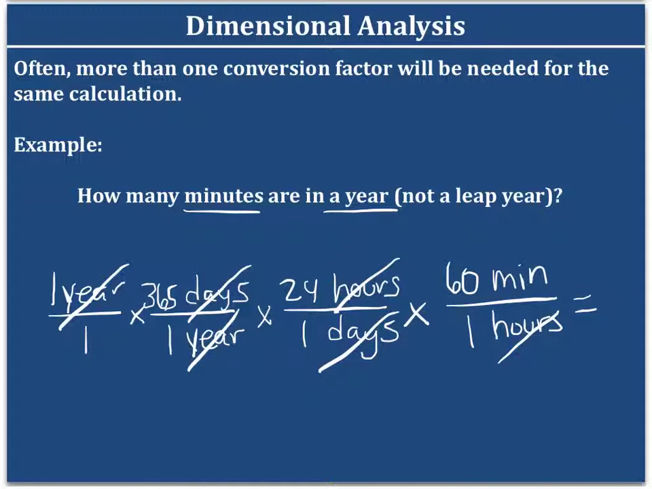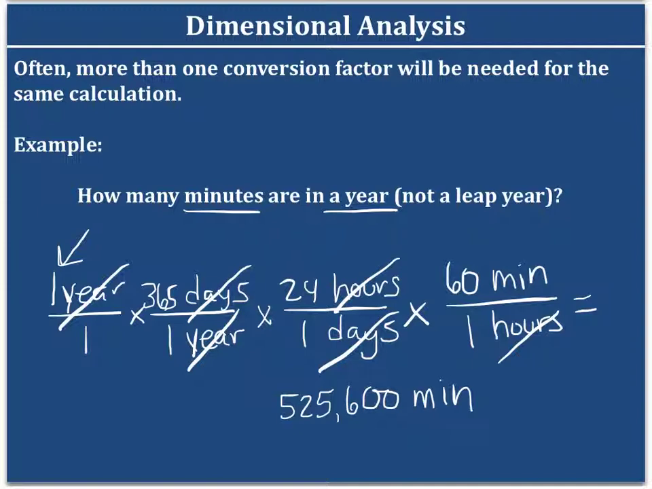So in order to calculate this out, we would take 1 year times 365 times 24 times 60. Now technically you could divide by 1 every single time, but dividing by 1 is not going to change anything. So when we do that, we end up with 525,600 minutes.